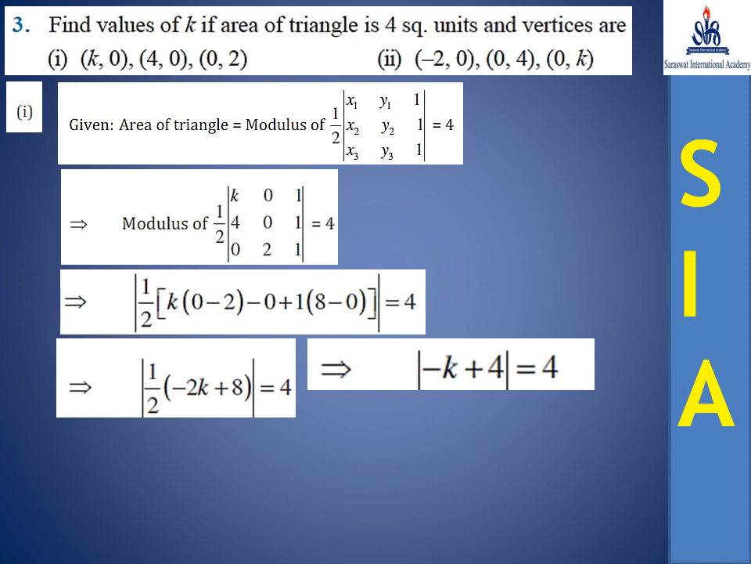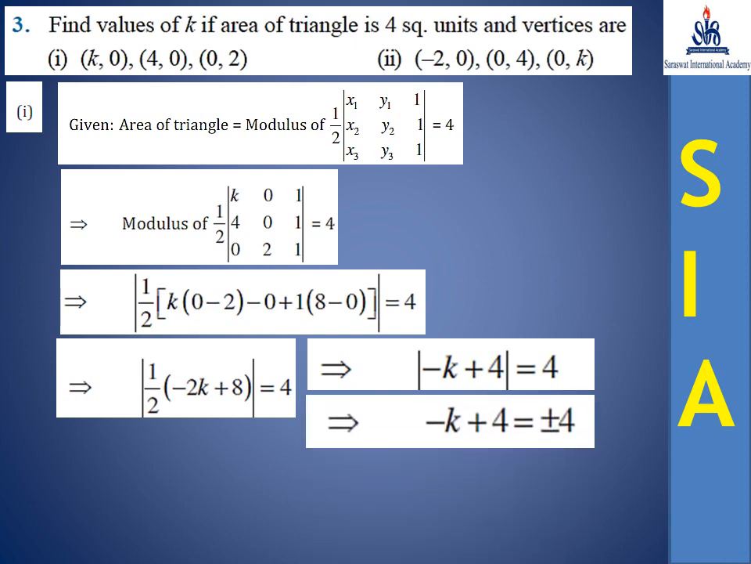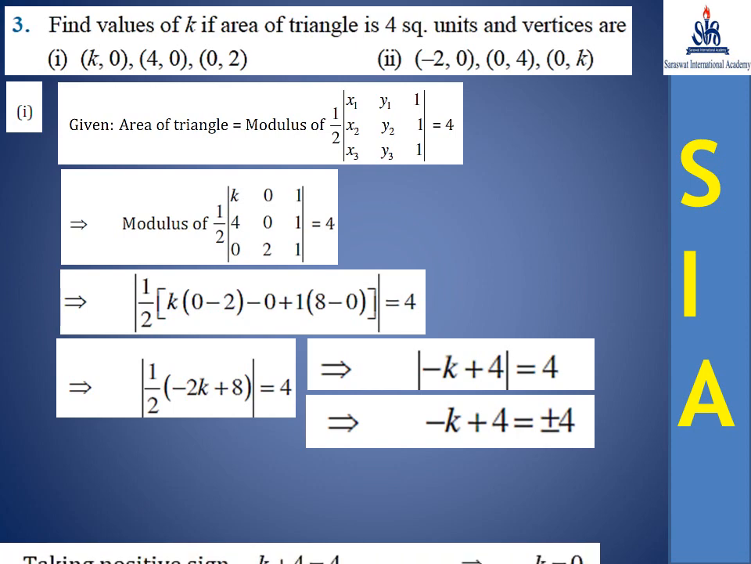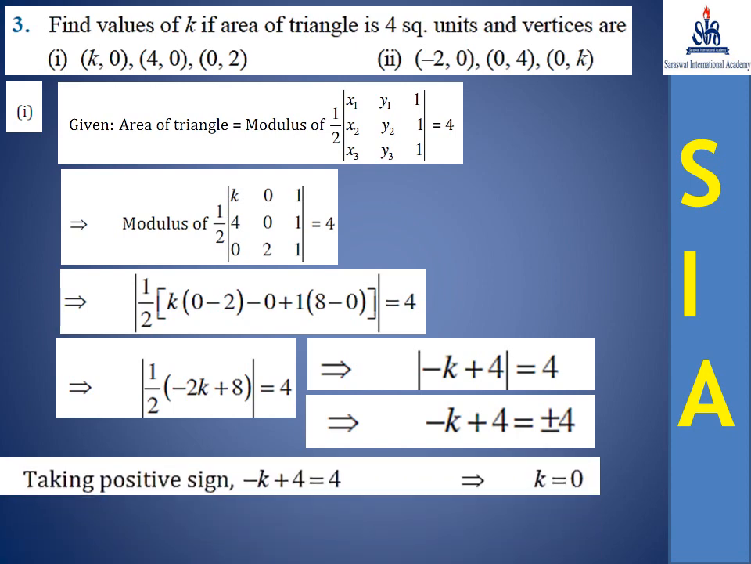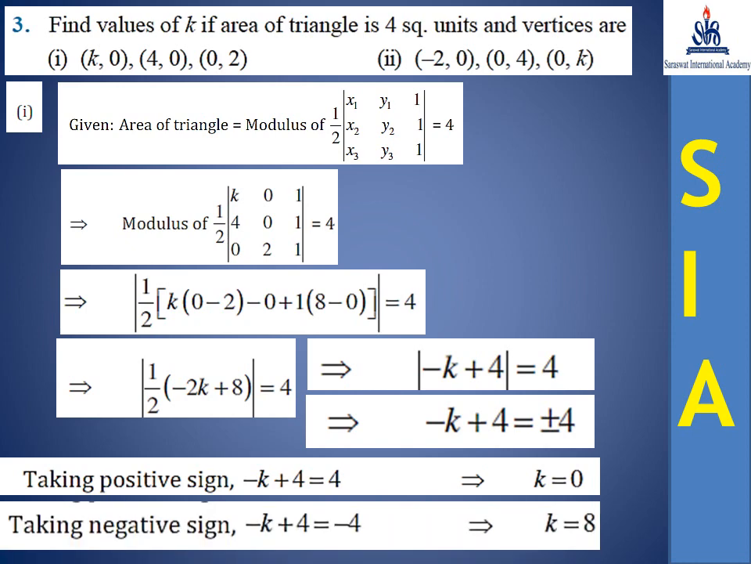Students, you know that whenever you define a modulus, there are two parts, one positive, one negative. That's why I wrote plus or minus 4. One time taking plus 4 and calculating, my answer is k = 0. And the second time taking minus 4 and calculating, k equals 8. So students, here k = 0 and k = 8 are both my correct answers.